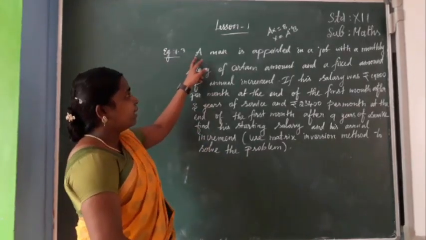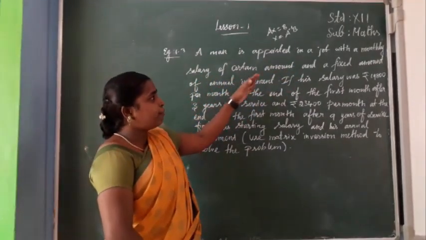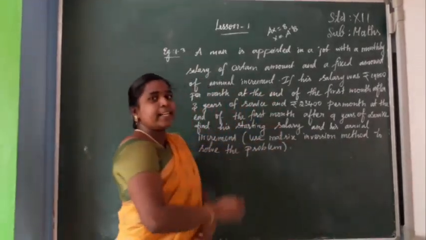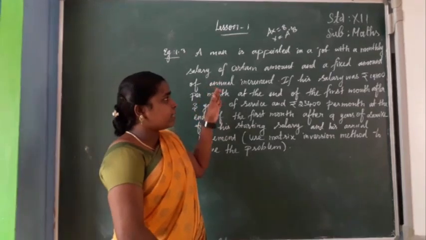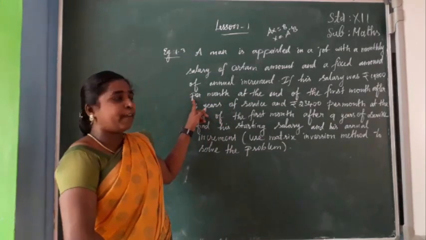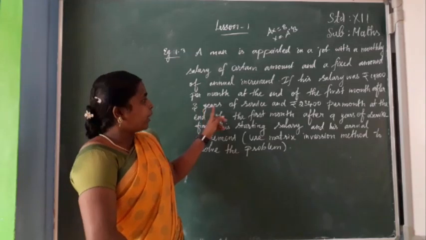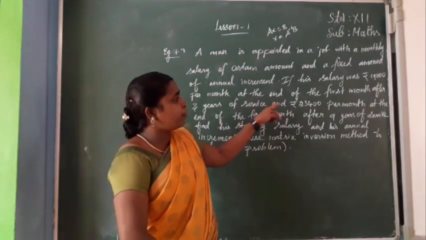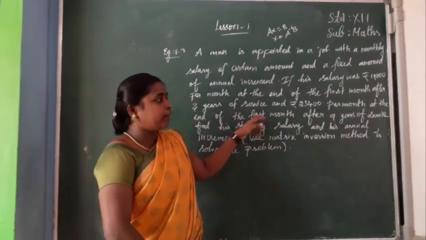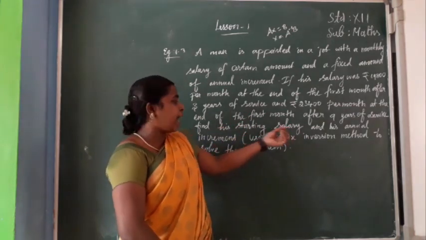Now you see here, a man is appointed in a job with a monthly salary of a certain amount and a fixed amount of annual increment. So the starting salary we don't know, and the fixed annual increment is also not given. If his salary was rupees 90,800 per month at the end of the first month after 3 years, this is the first condition, and rupees 23,400 per month at the end of the first month after 9 years of service, find his starting salary and his annual increment.